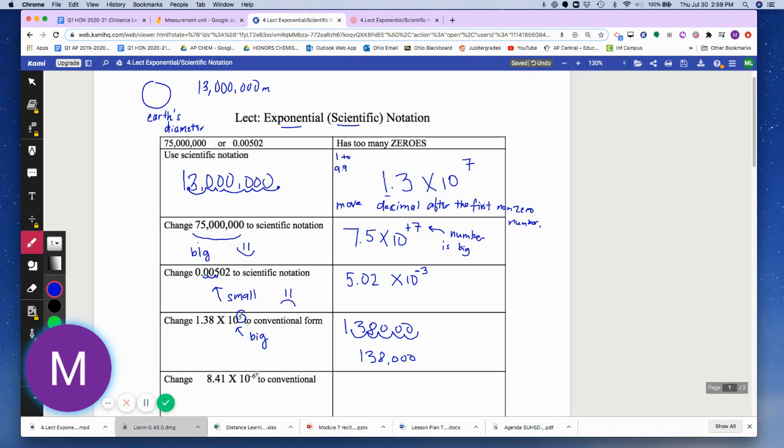This number has a negative exponent, which means the number will be small. So it'll be 8.41. You move it over to the left to make it a smaller number. 1, 2, 3, 4, 5, 6. Put a decimal right there. 0.00000. And that's the number.